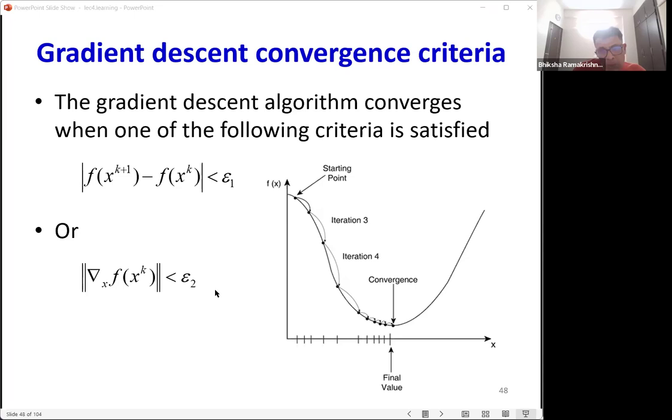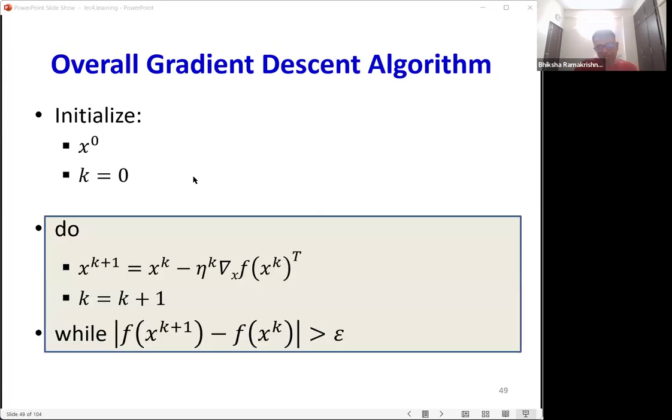Of these two, which would you think is the more reasonable criterion? Anyone? Which is the more reasonable criterion? It turns out the first one is, and we'll see why, okay? And so here's the gradient descent algorithm. You're going to initialize x. Then you keep taking steps against the gradient until the steps don't change the function very much, okay?